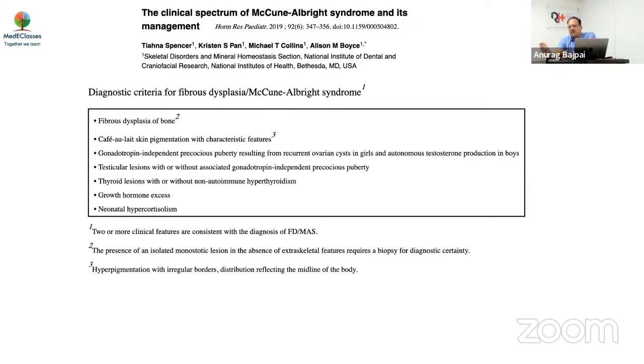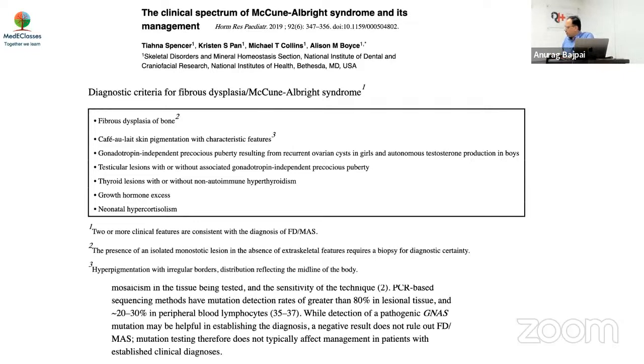Now, this is what I was discussing about the cafe au lait spots. Dhwani was describing those small cafe au lait spots. What they mentioned is hyperpigmentation with irregular border, distribution reflecting the midline of the body. So it's not the size, it's the pattern which becomes more important, which was seen in this case.